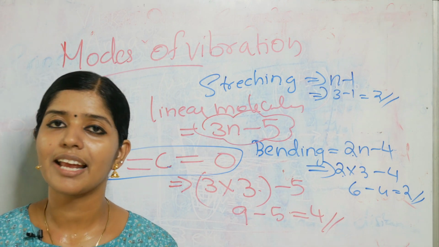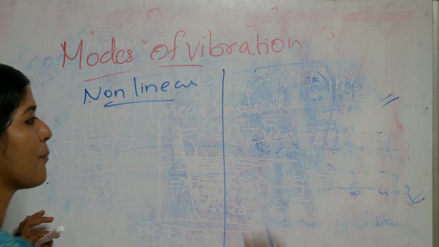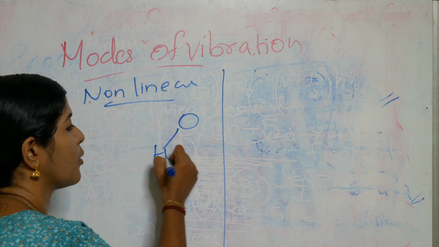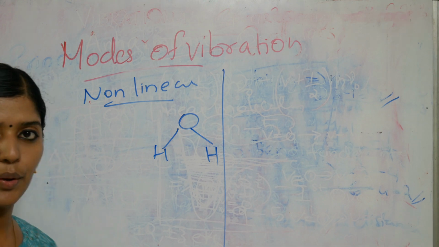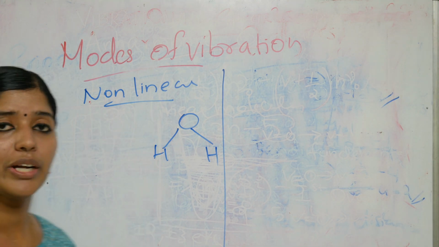Now let's consider a non-linear molecule, for example water. Water is a non-linear molecule. It has a shape like this. It has a bent structure, and the water molecule is an example of a non-linear molecule.